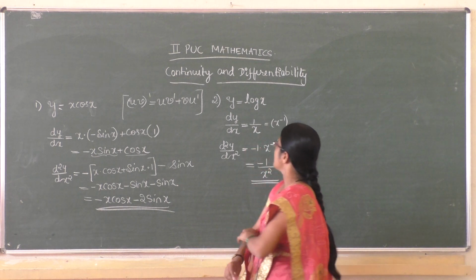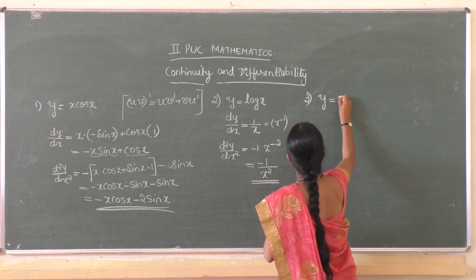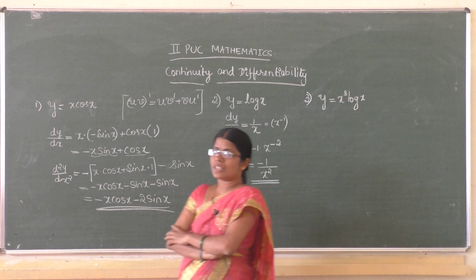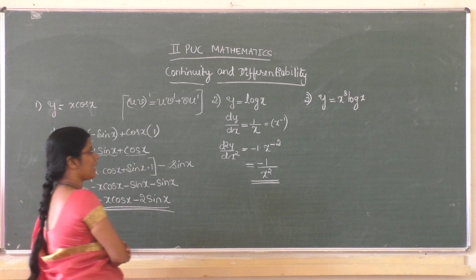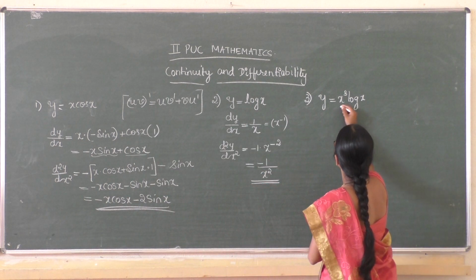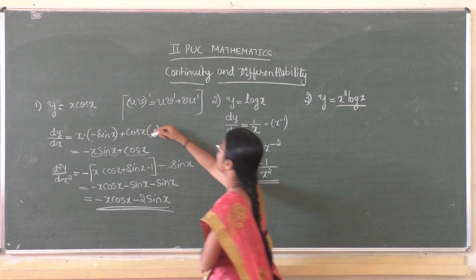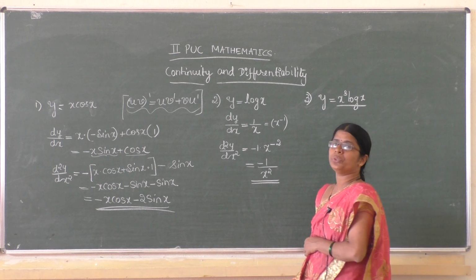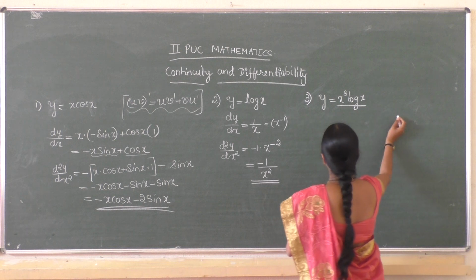Okay, so the next function is x cube into log x. So y is equal to x cube into log x. Now we find the derivative with respect to x. Here also we have a product of two functions, so we have to apply the product rule: (uv)' is equal to u into v dash plus v into u dash.